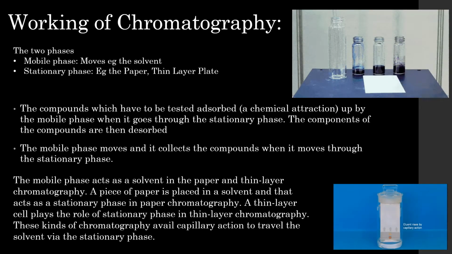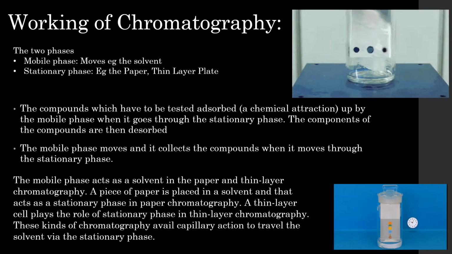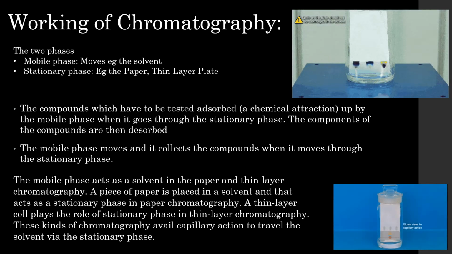Now if we think about chromatography, we're going to talk about 4 different types of chromatography. First of all, we'll talk about paper chromatography. So typically when we think about paper chromatography or any chromatography, there's a mobile phase, which is the solvent. That's the thing that's moving. The stationary phase is the paper.